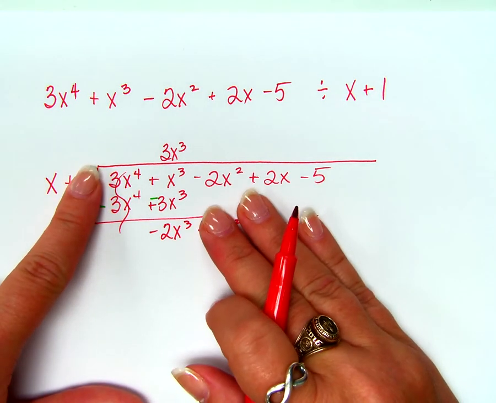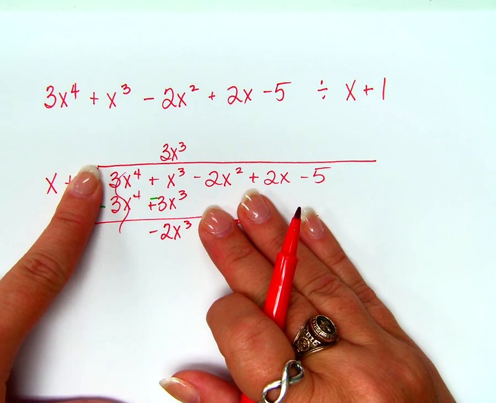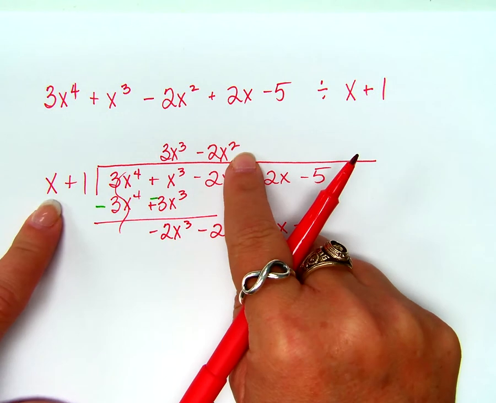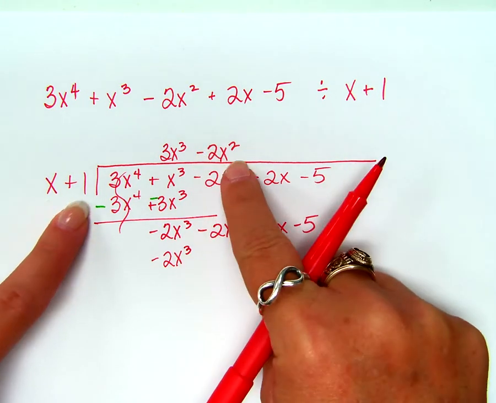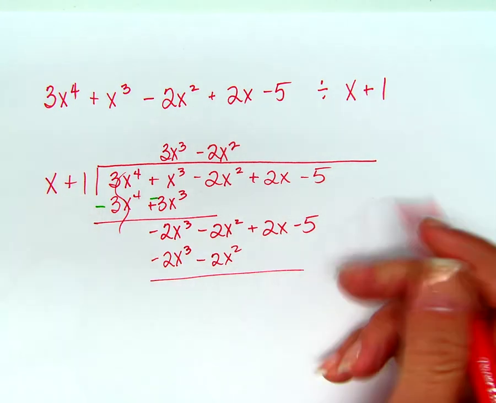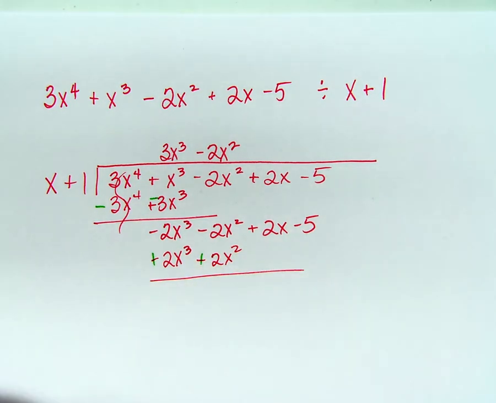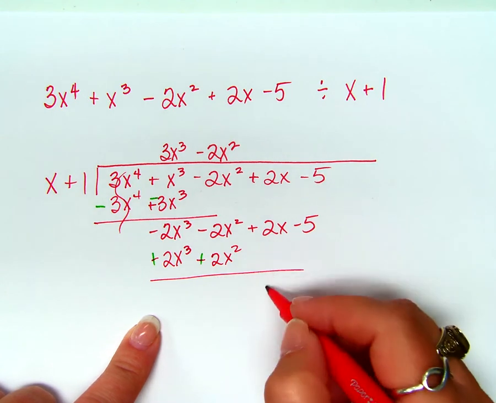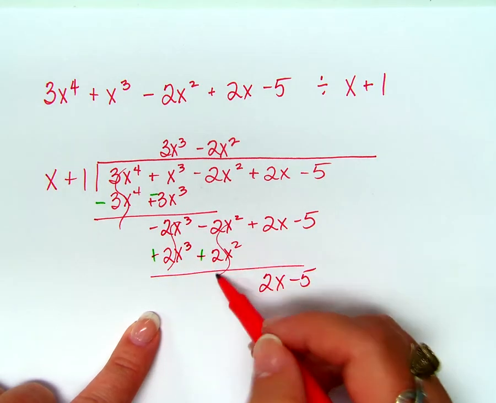Negative 2x to the third divided by x. Negative 2x squared, right? Good. So negative 2x squared times x, negative 2x to the third. Negative 2x squared times 1, negative 2x squared, okay? If I change my signs and combine, add, I get, is that okay? Okay, so I just bring down my next stuff, right? Because that's 0 and so is that.